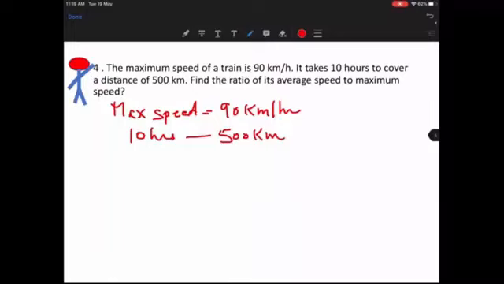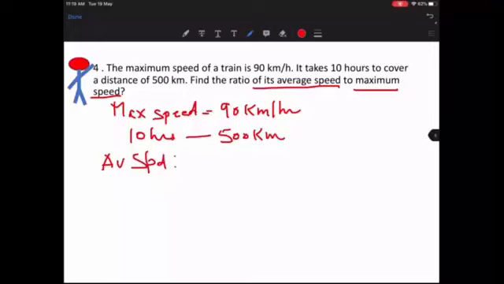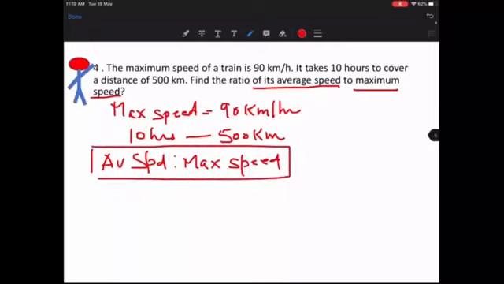Now the question is, you have to find the ratio of its average speed to its maximum speed. So let's write what he's asking us. He's asking the ratio of average speed to your maximum speed. Out of these two, do you know your maximum speed? Yes, he's given you the maximum speed. Do you know your average speed? No, you do not know your average speed.